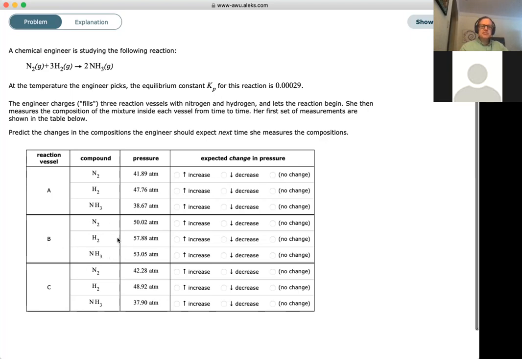Let's try the second mixture here. So now, again, we're going to still use the same value of K. What's going to probably change here is our Q, right? Because if you look at these pressures, they're all different than they were in the first set. Now, it's possible that that mixture of pressures could be equal to K. If it is, it's at equilibrium and there'll be no change. But if this pressure combination is greater than K, then what you would expect is the reactants to increase in pressure and the products to decrease in pressure. Okay, so let's take a look at this one.